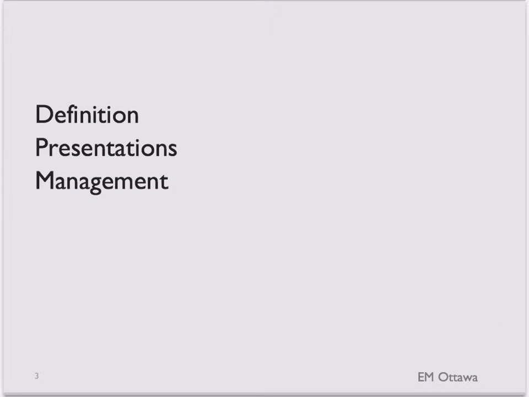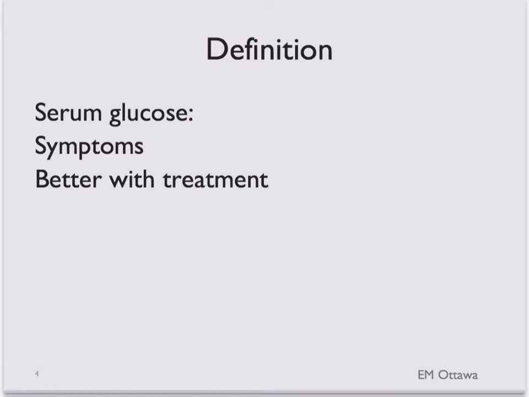In this segment, we'll go through the definition of hypoglycemia, how the patients might present, and once they get to the emergency department, what should we do with them? First, how do we define hypoglycemia? It is defined as a serum blood glucose of less than 3.5 millimoles per liter or 16 milligrams per deciliter.